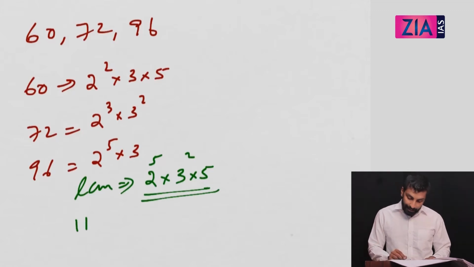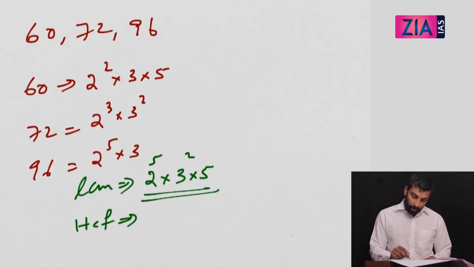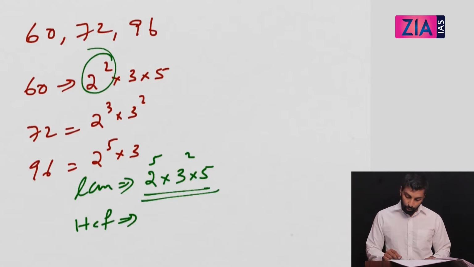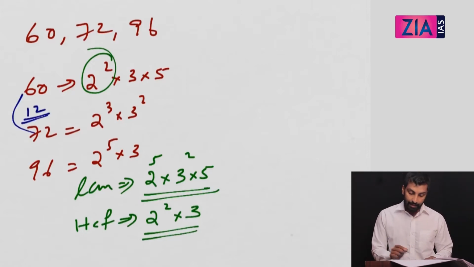But when it comes to HCF, you will take only those common terms, right? So 2 and 3 is common, and how much 2 is common? Here only 2 2's, right? So 2 square into 3. That's what your HCF is. Now for finding HCF, I have also given you one shortcut method, that is just taking the difference between these two, right? That is 12, and that's your HCF.